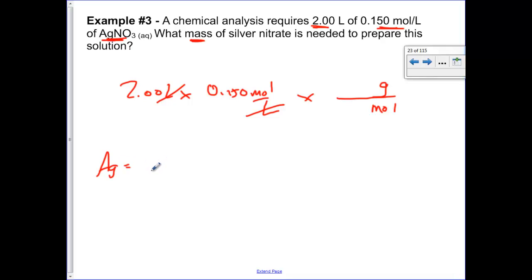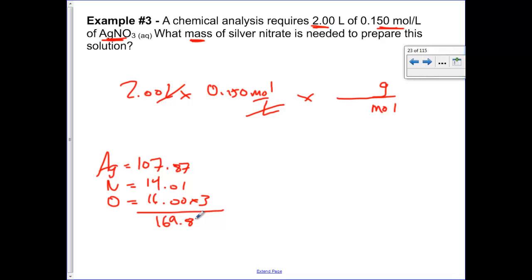Anybody know what silver's number is? Good, 107.87. Nitrogen. Okay. And then oxygen we're going to need 3 of. Oxygen is 16, but I need 3 of them. 169.88 is what I got.